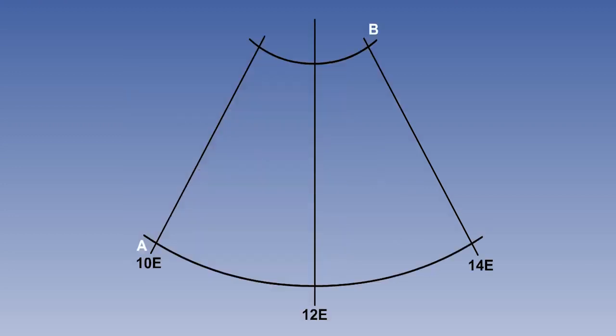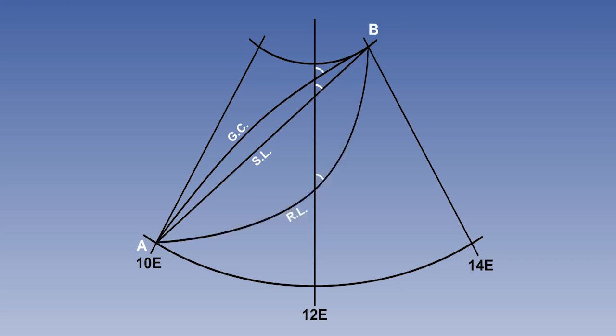And now we will deal with just one more idea, which is often useful in dealing with exam questions. On this diagram, positions A and B are joined by a straight line, a great circle, and a rhumb line. At the meridian midway between the longitudes of A and B, all three lines will have the same track angle.